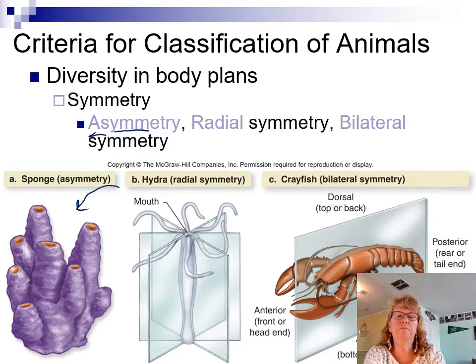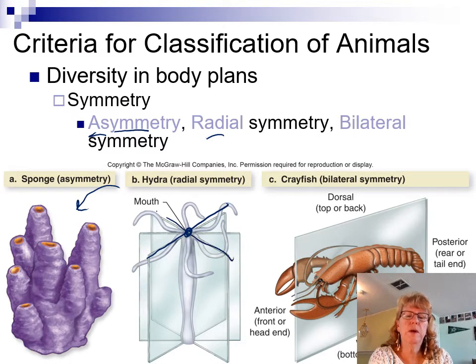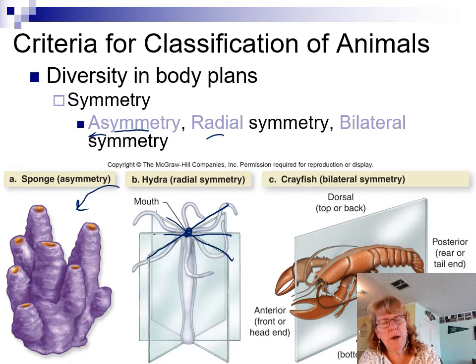Okay. The second type, radial symmetry, means that the organism is symmetrical about a point, which means that we could cut it in half this way or this way or this way, and we would get two halves that are the same. That's also a somewhat lower level organism. So this is showing a hydra, which is in the same category as jellyfishes.